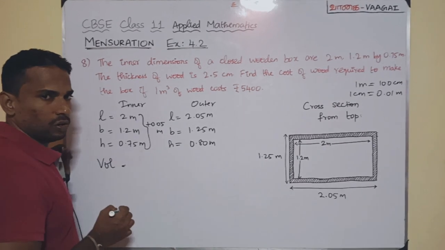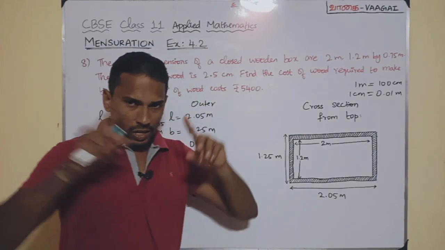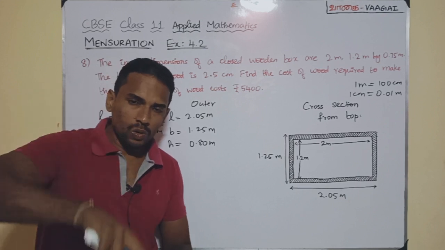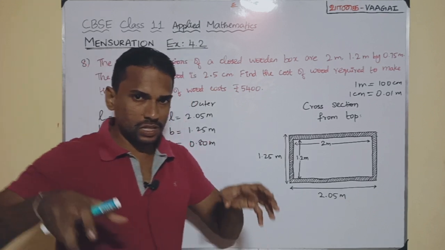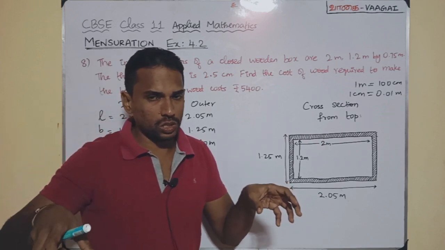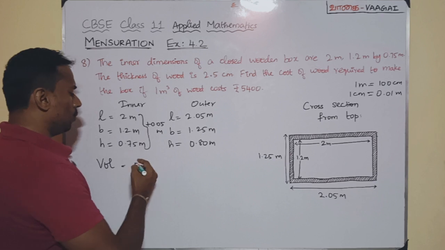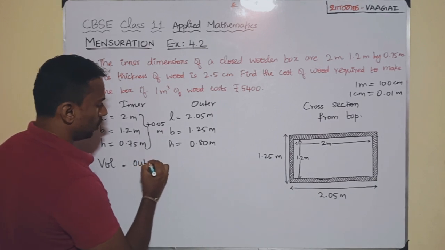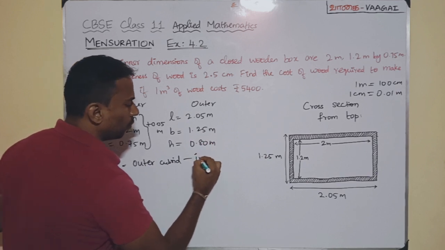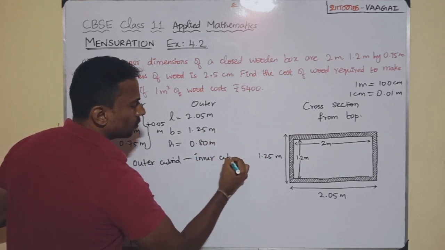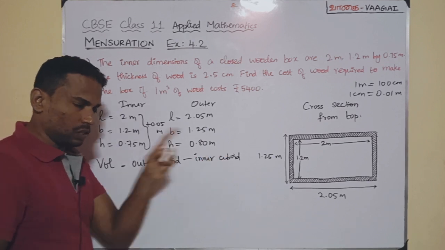So volume will be, very simple, what will be the volume? You have a big cuboid, inside which you have a small cuboid present in a hollow way. Is it or not? That is what gives you the closed wooden box structure. So from the outer cuboid's volume, I will subtract the inner cuboid volume. When I do this, I will automatically get the volume required to construct the wooden box.